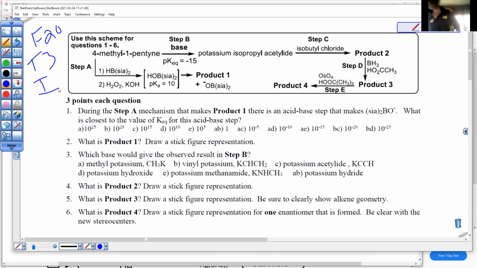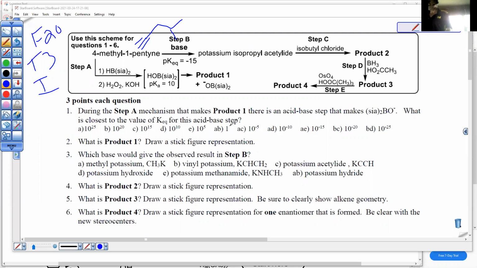All right. So we're starting with 4-methyl-1-pentyne. We have to know nomenclature of alkynes for sure. So we've got an alkyne between carbons 1 and 2. That's what 1-pentyne means, 3, 4, 5 with a methyl on 4. We're starting there. In step A, we react with HB-Sia2 and use hydrogen peroxide and KOH in a second step, and you make HOB-Sia2. Now I'm giving you one of the products for the acid-base reaction that's talked about here. There's a reactant and a product, and we have to figure out what's going on.